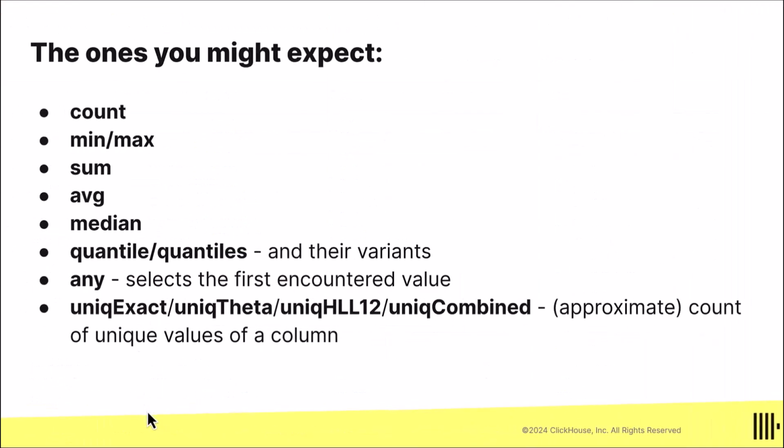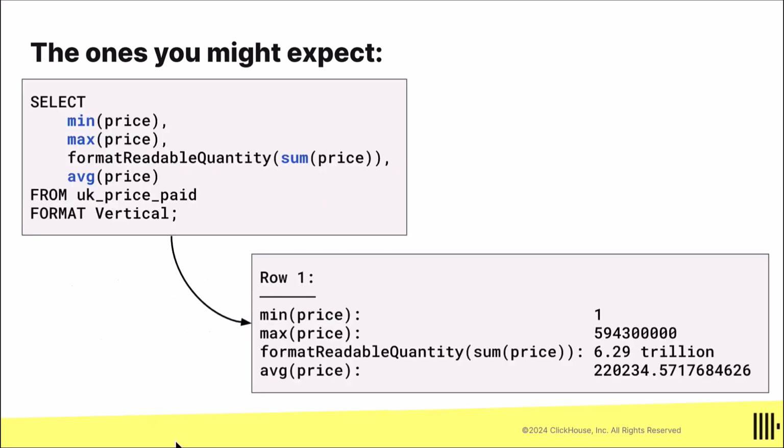There are the ones that you might expect: you can do a min and max and count and sum and average. I've shown you a lot of those. I'll show you what quantiles does. I showed you the any function. Like here in this example, I'm getting the minimum price, the maximum price, the sum of all the prices, the average price. That's all perfect and great. Like I said, these are the everyday aggregate functions that you would expect to be able to run on a data set.